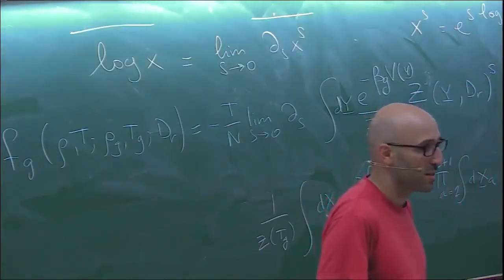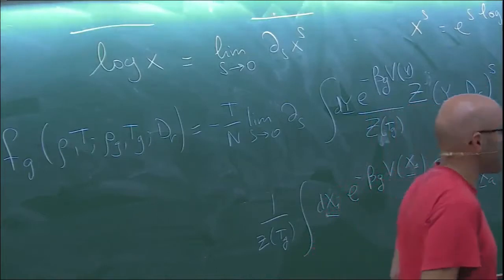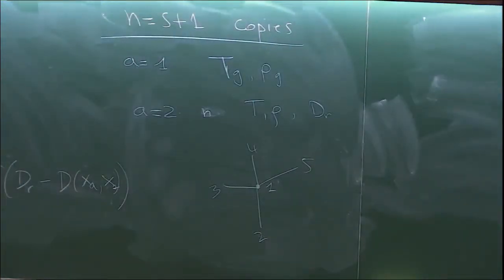Yes, if Tg is equal to T and rho g is equal to rho, then it's essentially Mézard-Parisi. And then you have complete symmetry of all the replicas. Otherwise, you have one that is special.